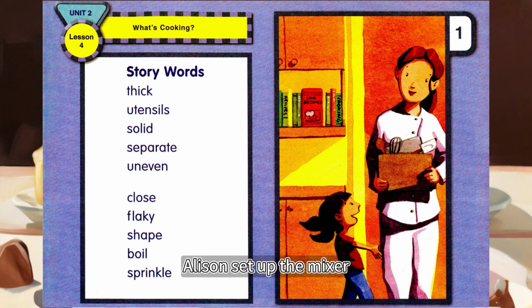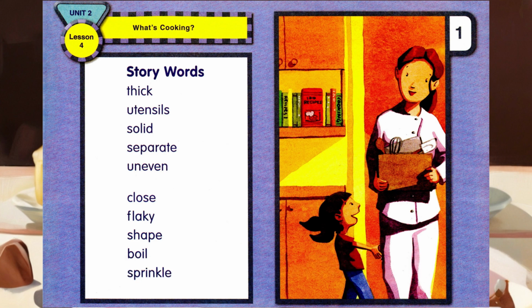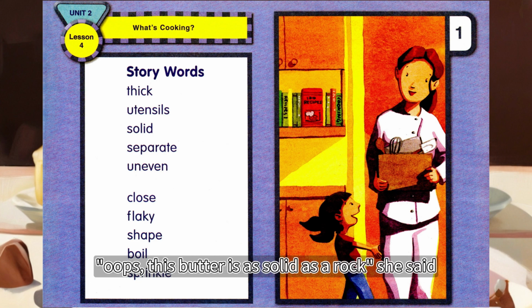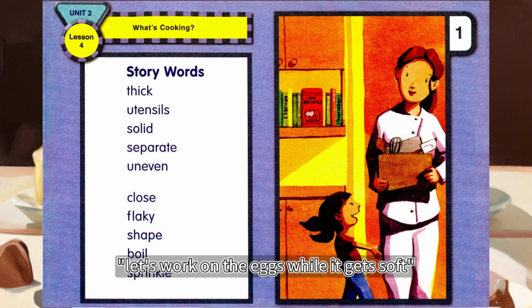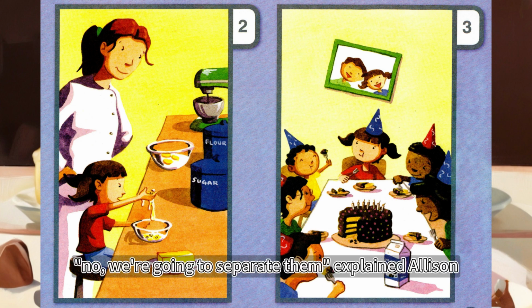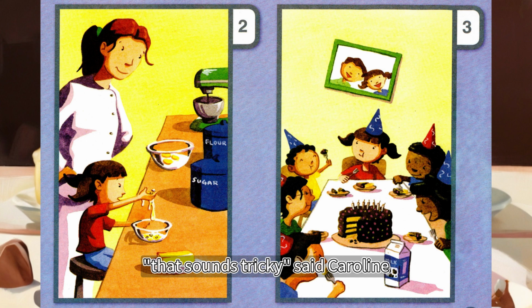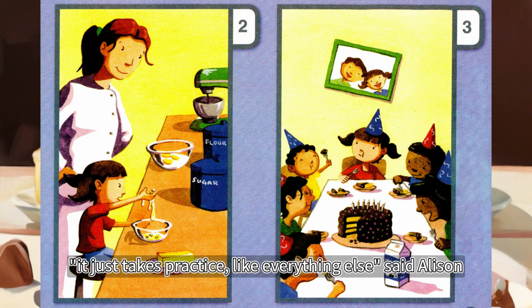Alison set up the mixer. Then she got out the butter, eggs, flour, and sugar. "Oops, this butter is as solid as a rock," she said. "Let's work on the eggs while it gets soft." "Are we going to boil the eggs?" Caroline asked. "No, we're going to separate them," explained Alison. "That means we're going to put the yolks in one bowl and the white parts in another bowl." "That sounds tricky," said Caroline. "It just takes practice, like everything else," said Alison.